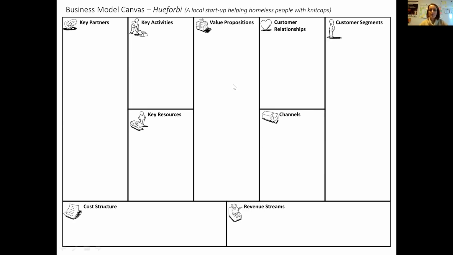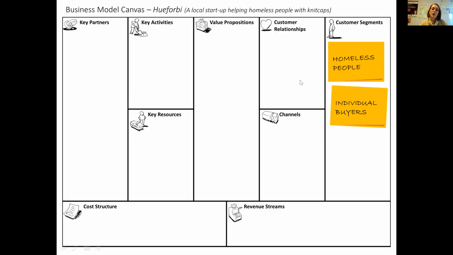Okay, I will go on by filling in the first building block, customer segments. I have already given this clue to you. We have homeless people as our impact customers, and we have individual buyers, and also maybe retail companies. These last two we can group as commercial customers that we sell our products to. Is it clear to you? I will go on with value propositions.